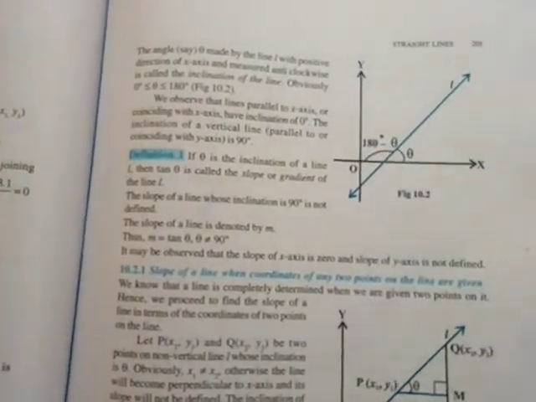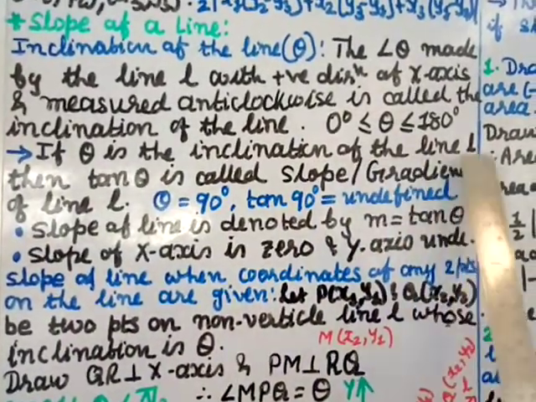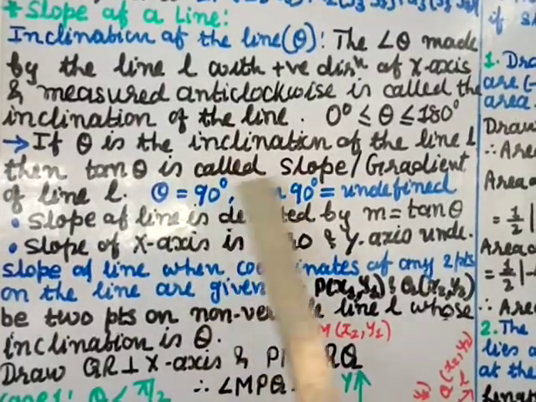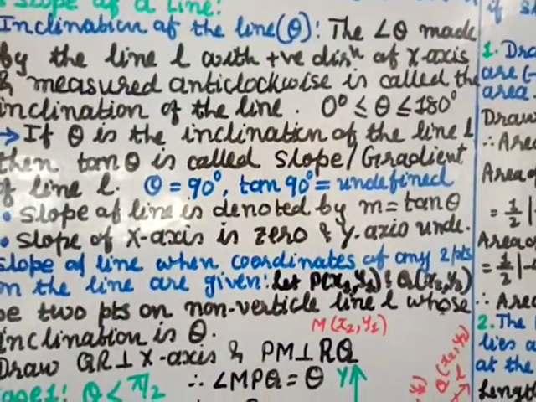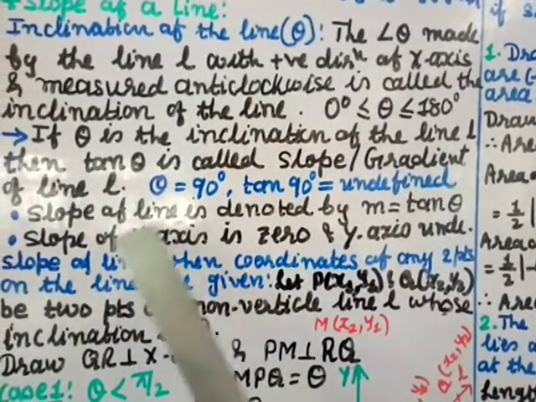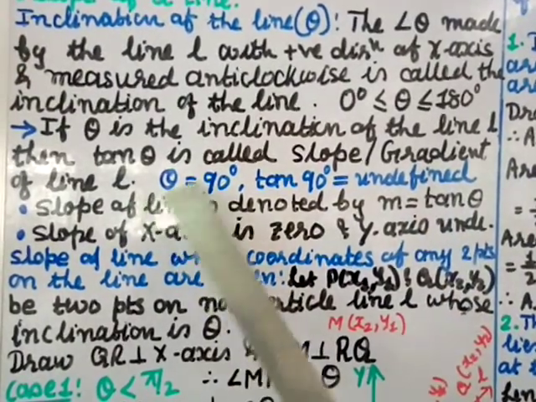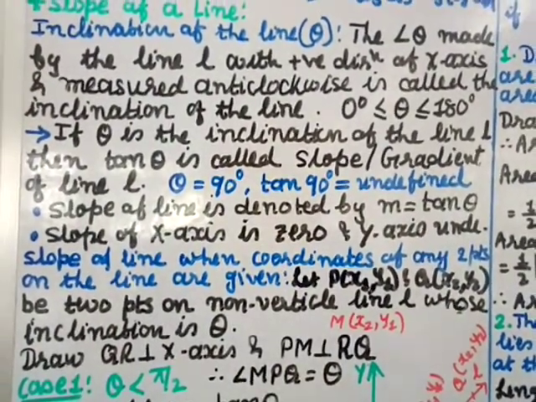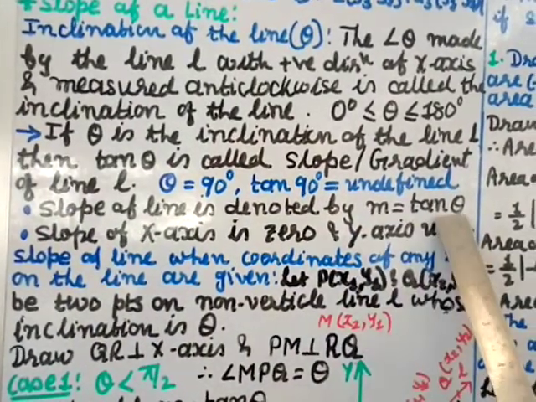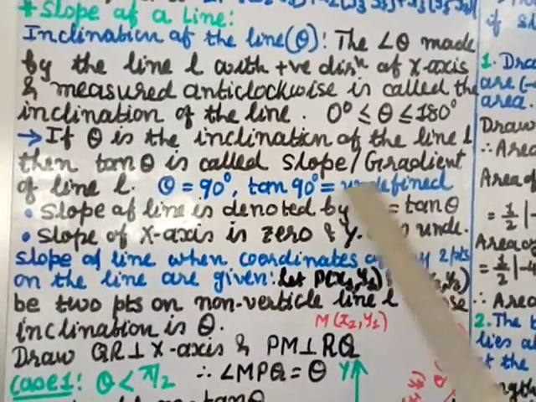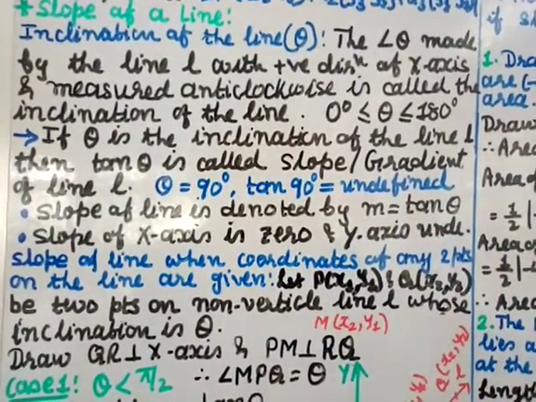If theta is the inclination of the line L, then tan theta is called slope or gradient of line L. So if theta is the inclination, tan theta is the slope of the line. If theta is 90 degree, then we know tan 90 is undefined. So for theta equal to 90 degree, the slope of the line is undefined. Slope of line is denoted by m equal to tan theta. So we denote the slope of the line by symbol m, and tan theta is the slope, so we can say m is equal to tan theta.